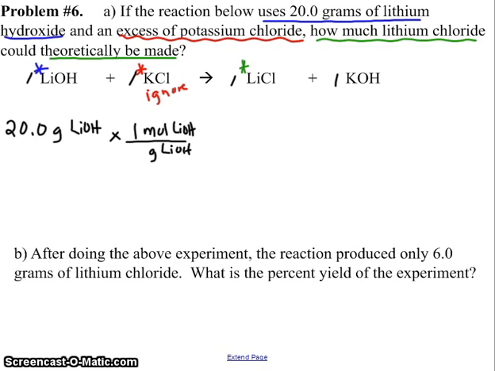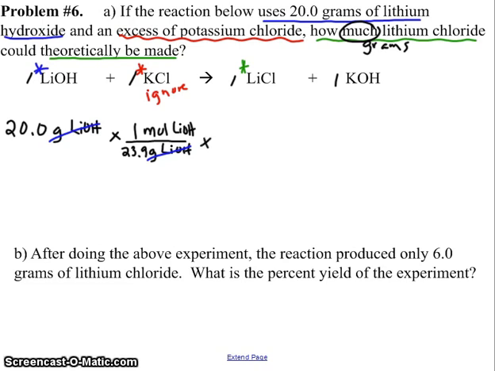For this, we need the molar mass of LiOH. If you add up the mass of lithium from the periodic table of 6.9, oxygen at 16.0, and hydrogen at 1.0, altogether that is 23.9 grams. If we stopped the problem right here, grams of lithium hydroxide would cancel, leaving us with moles of lithium hydroxide. Moles of lithium hydroxide is not our final answer. We're looking to find how much lithium chloride could theoretically be made, and by how much, I'm going to clarify, in grams.